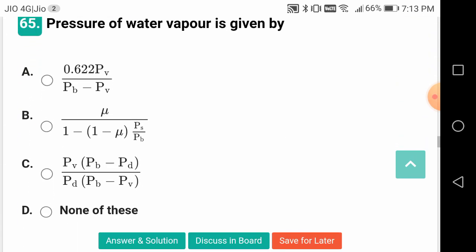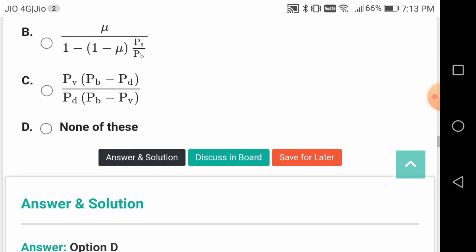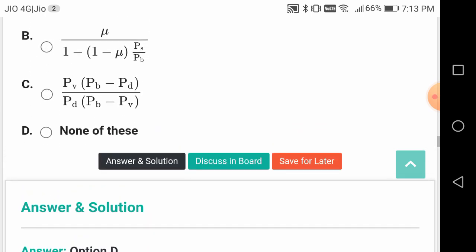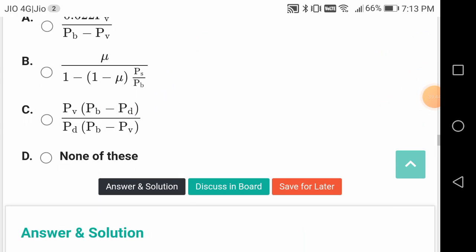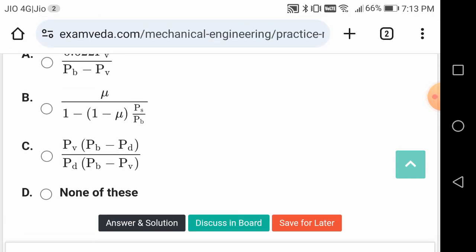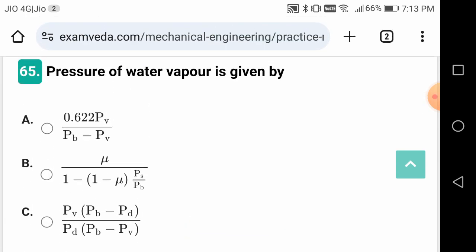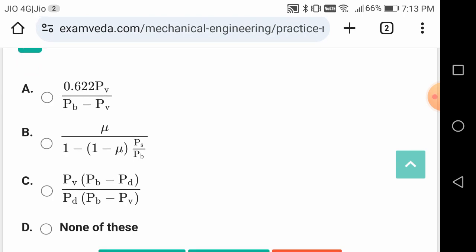Pressure of water vapor is given by, this is a good question, friends. The questions are from air conditioning. This is C. PV vapor pressure, PD, PB and PD. Barometric pressure and vapor pressure.